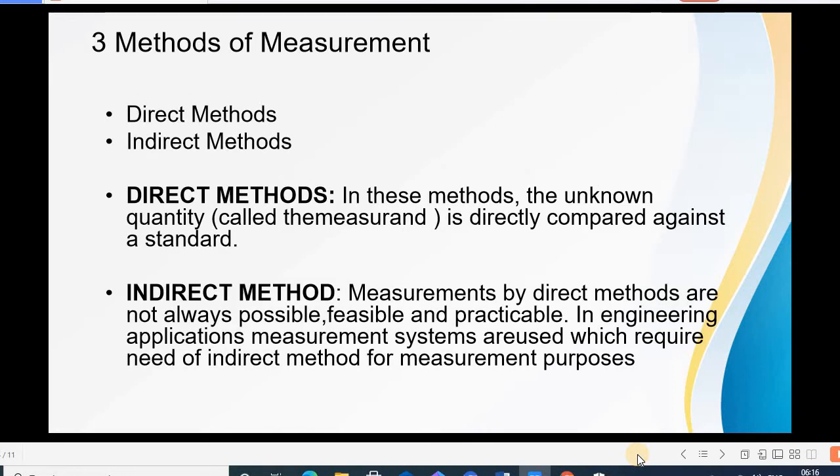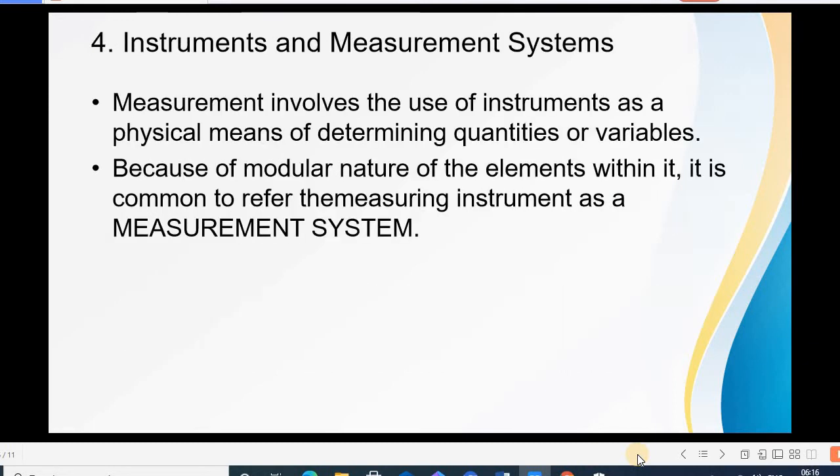Next we will see methods of measurement. There are direct measurement and indirect measurement. In direct measurement, the unknown quantity is directly compared with the standard or predefined value. But in the indirect method, the unknown quantity is first converted into another value and that is compared with the standard value. In normal engineering applications, we use the indirect method.